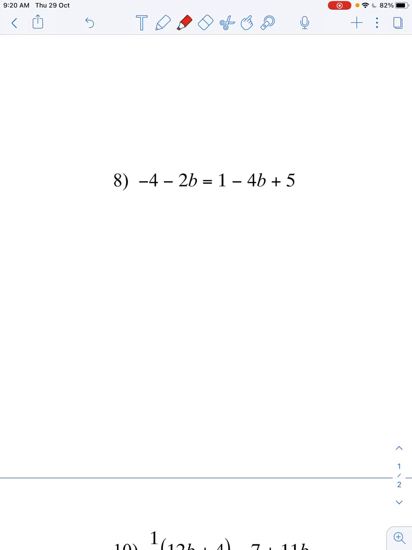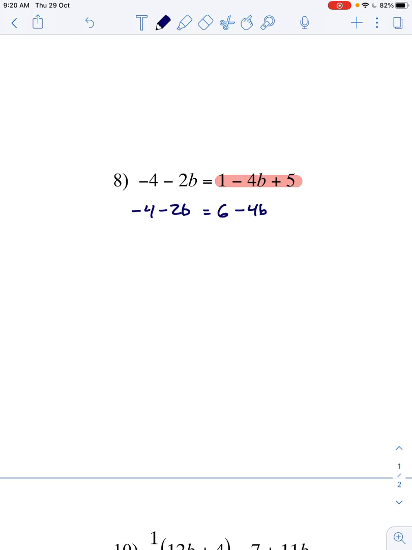The right side of that equation, 1 minus 4b plus 5, can be simplified a little bit. So I'm going to simplify that because I can combine the 1 and plus 5, which gives me 6. 6 minus 4b. Okay, so that is simplified, and I've still got the negative 4 minus 2b on the left side. So now what do I do at this point? Because I've got b's on both sides.